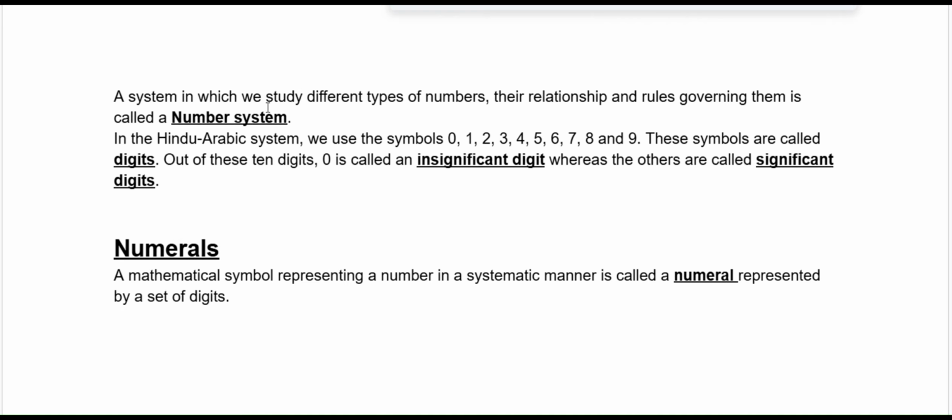A system in which we study different types of numbers, their relationship and rules governing them is called number system. In Hindu Arabic system, we use the symbols 0, 1, 2, 3, 4, 5, 6, 7, 8, 9. These symbols are called digits. Out of these 10 digits, 0 is called insignificant digit, whereas others are called significant because 0 has no value and others have some value.